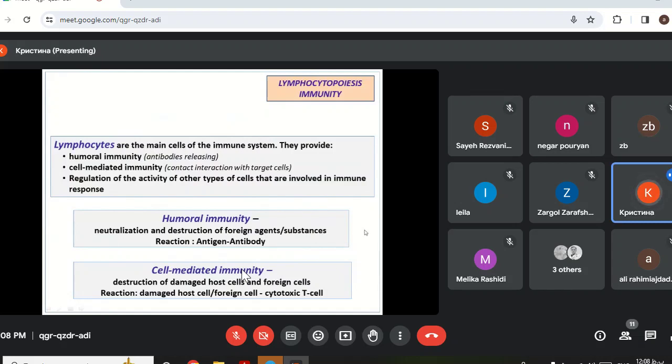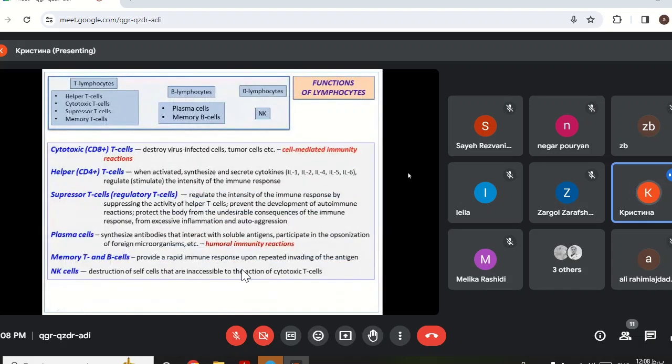So here is just a description of humoral and cell-mediated immunity once again. Once again, we have three populations of lymphocytes: T lymphocytes, helper, cytotoxic, suppressor, and memory T cells. B lymphocytes have two final forms, plasma cells and memory cells, and null lymphocytes are natural killer cells.